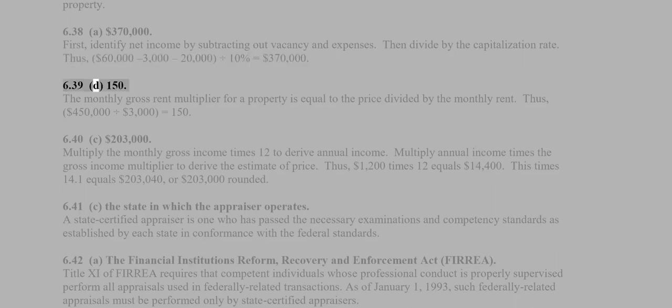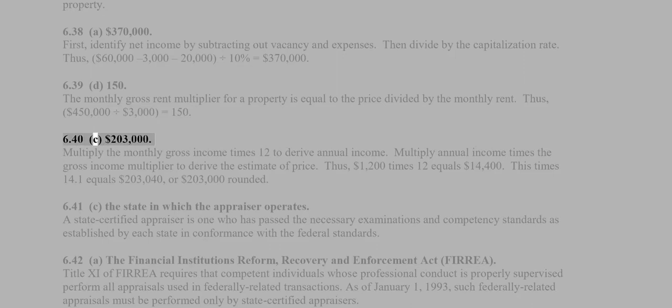6.39 D. 150. The monthly gross rent multiplier for a property is equal to the price divided by the monthly rent. Thus, $450,000 divided by $3,000 equals 150.